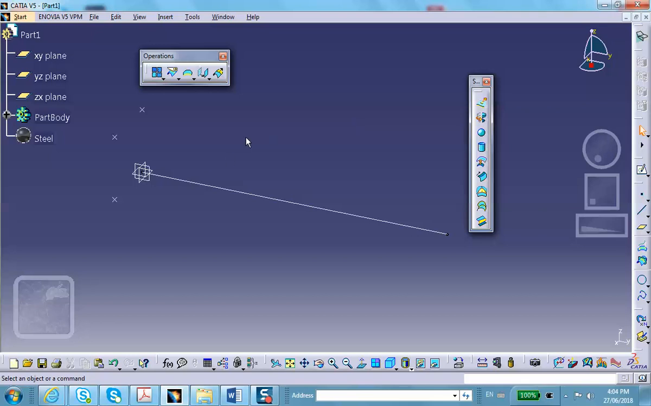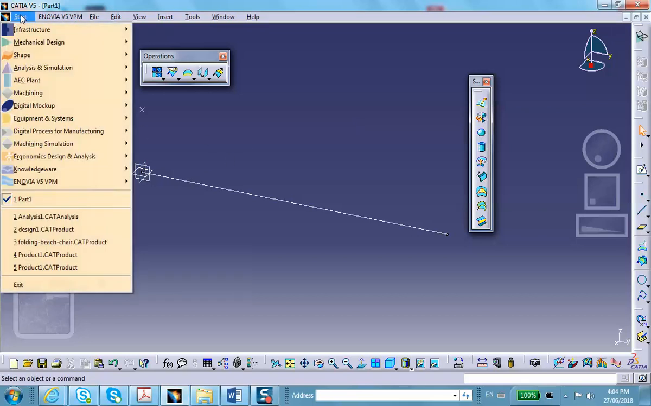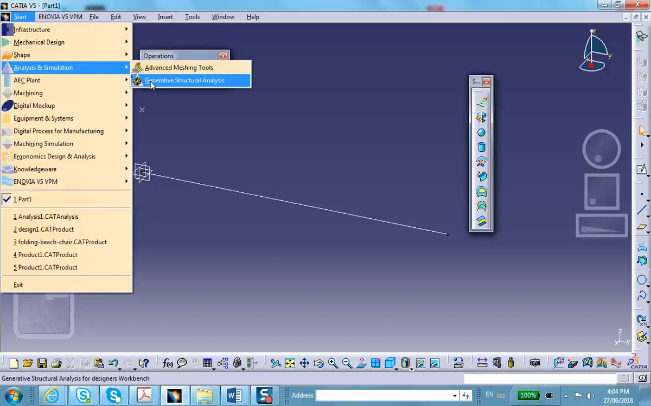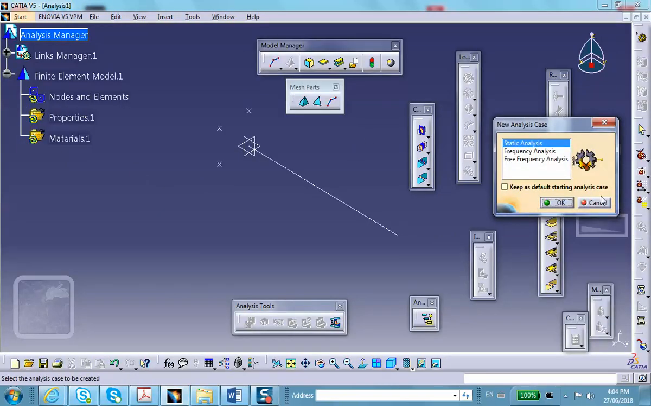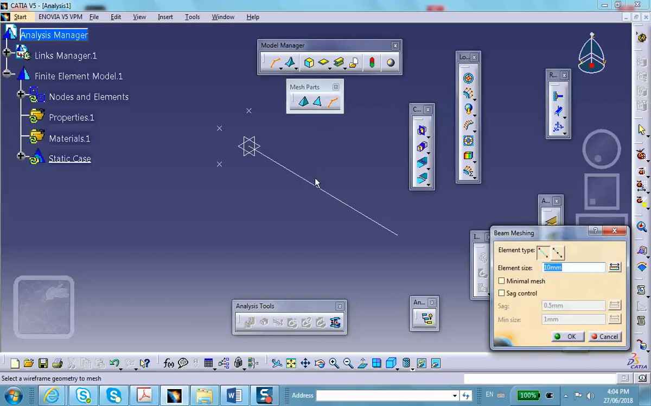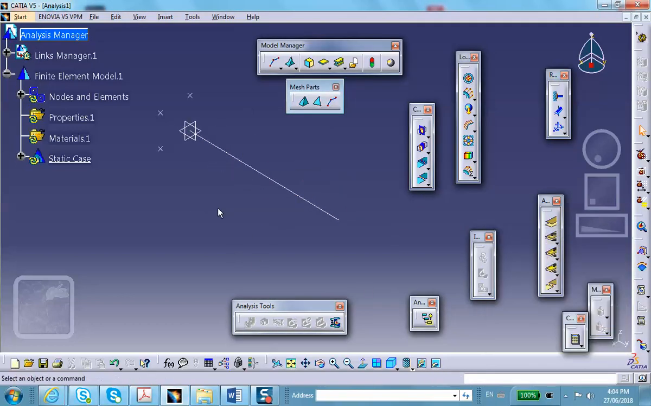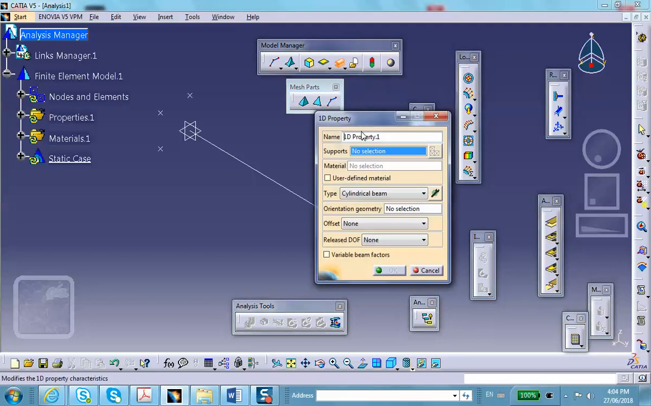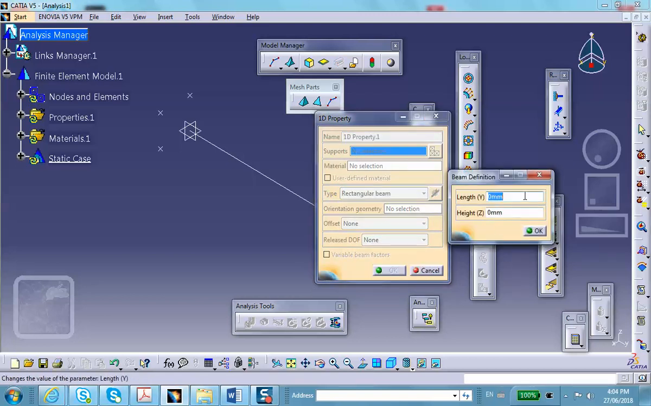You can see that. All right, so let's see. We go to analysis and simulation, generative structure analysis. We are doing a static analysis. First, you're going to mesh this beam right there. Okay, good. Now, we're going to define the cross-sectional property right there. We don't want cylindrical, we want a rectangular. And the size, you click on the wrench, let's say 10 millimeter in Y.